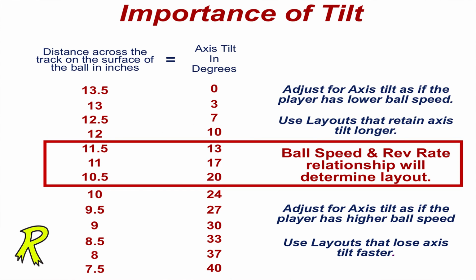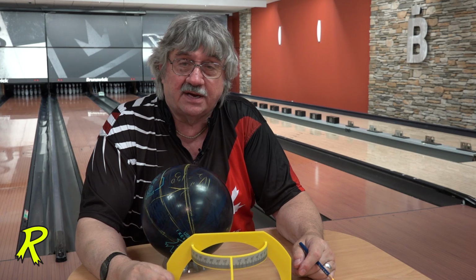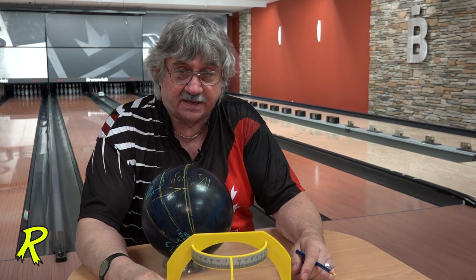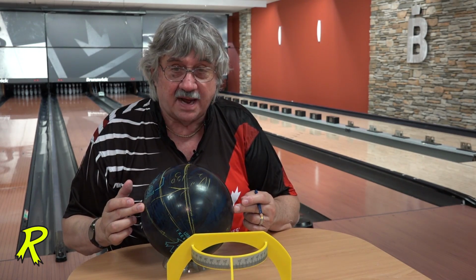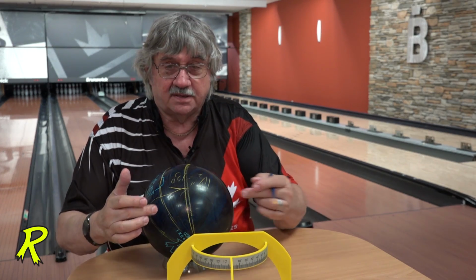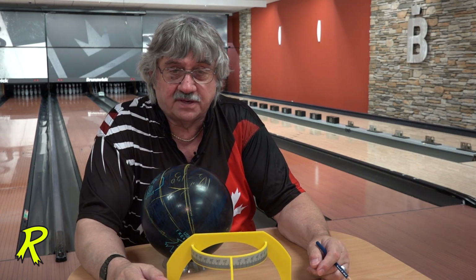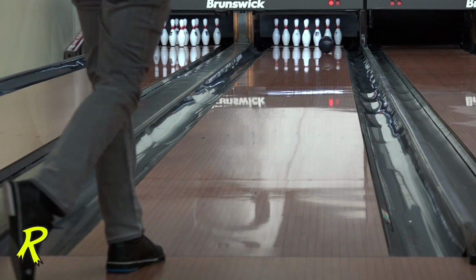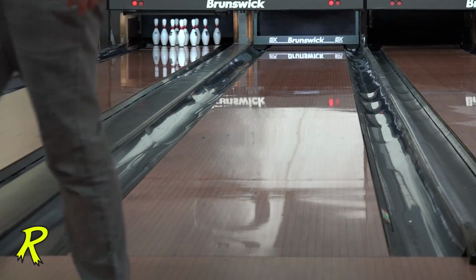The axis tilt chart is actually very simple. It converts the distance across the track of the ball on the surface in inches into degrees of tilt, because there is a geometric relationship there. Axis tilt is the vertical inclination of the axis at release. The bigger the distance across the track, the less tilt you have. The smaller the distance across the track on the surface of the ball, the more tilt you have. It's just as simple as that. You convert inches on the surface of the ball to degrees of tilt.